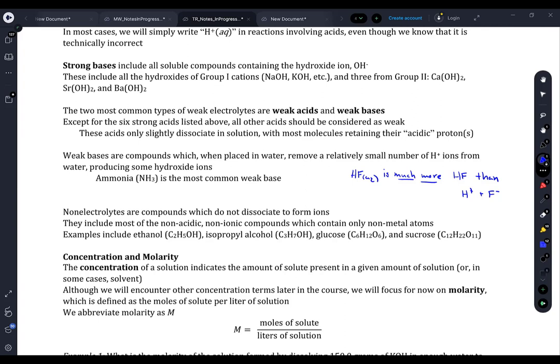still together. For about every, I want to say it's about every 200 or so, one of those will break up. So will it conduct electricity? Slightly. That's why it's called weak. Because there's very few ions, but there's just enough that it'll conduct electricity. And we're not going to try to give a number for what just enough means, okay?